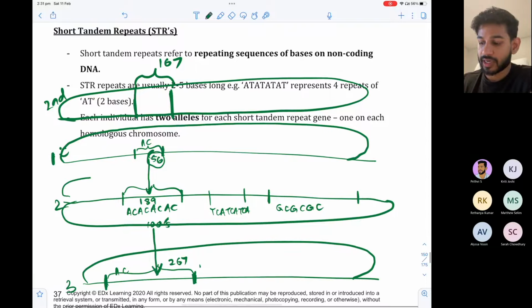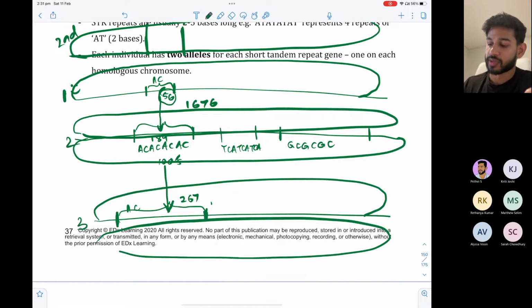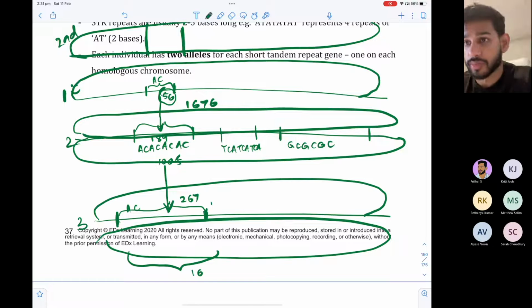Meanwhile, Sarah's second homologous chromosome might have 1,676 repeats of A and C. And Matthew's second homologous chromosome might have, let's say, 1,698. I'm picking random numbers here to show you it's completely random.